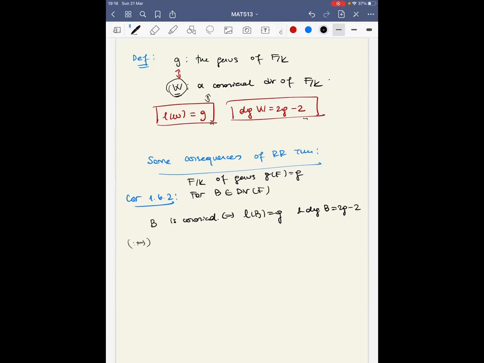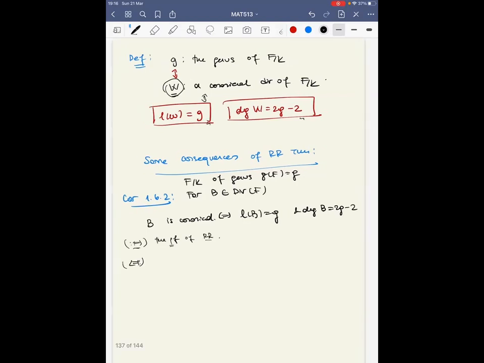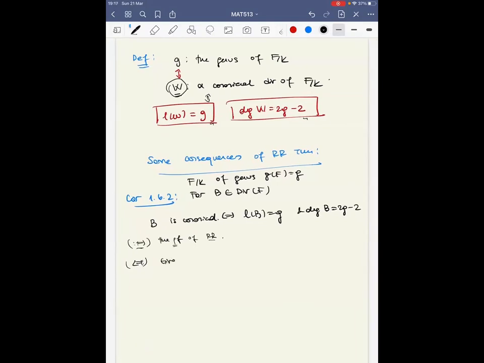And the first part, the necessary part, is coming from the proof of the uniqueness, or the proof of the Riemann-Roch theorem. And for the sufficient part, we suppose that we are given a divisor D which is of dimension G and degree 2G minus 2.